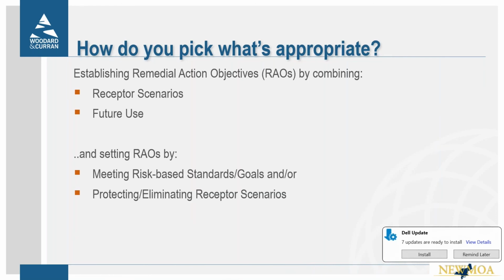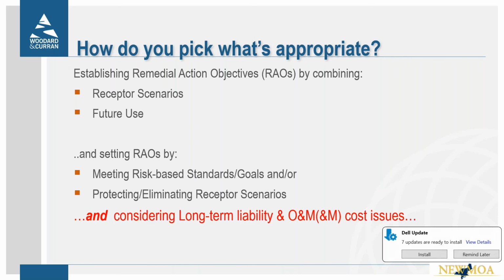So again, we've got all these risk-based standards. We are trying to figure out which ones apply to our site based on the nature of a release, where it's migrating to, and what receptors are potentially in harm's way. We have a couple of larger-scale tools in our toolbox. We can either meet risk-based goals that are appropriate and protective of the current and future use, and put administrative or institutional controls on top of that to make sure it is appropriate going forward, or we can actually eliminate those receptor scenarios, similarly needing institutional controls to make sure that it remains protected going forward.